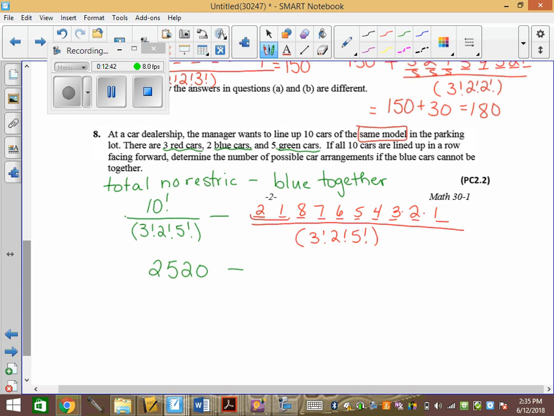And what do I have to do? Multiply by 9 because they could be here or here, here. I multiply by 9. So what's 9 factorial times 2 factorial divided by 3 factorial? 504.